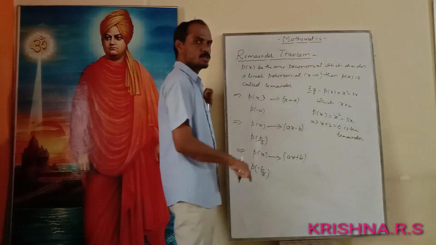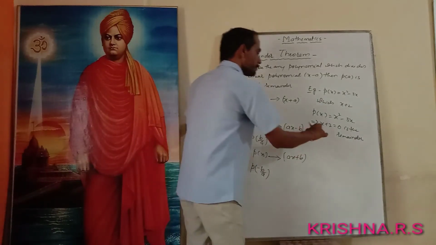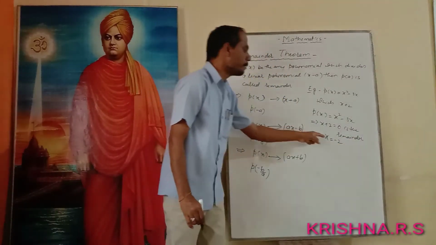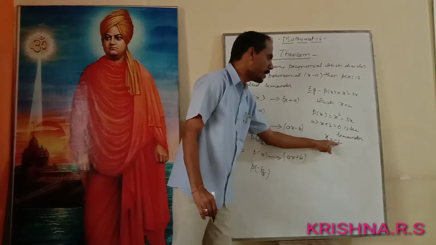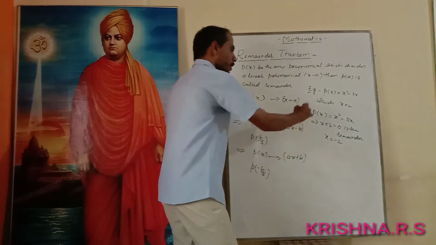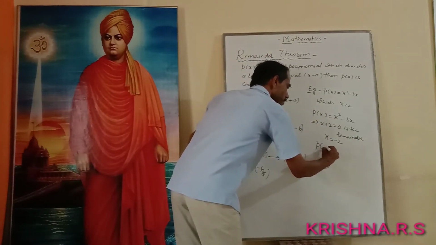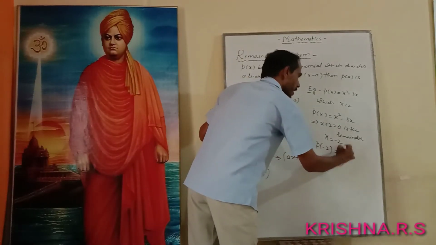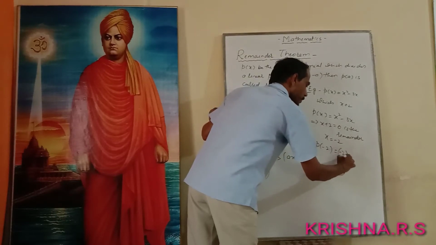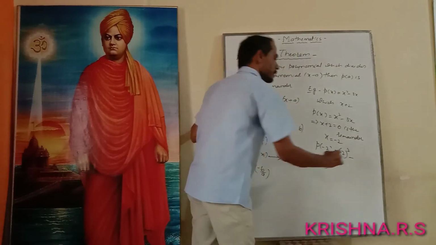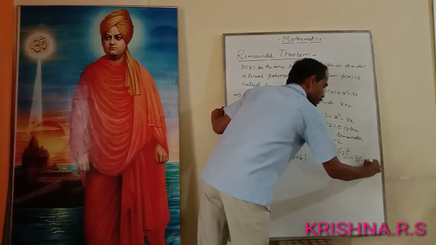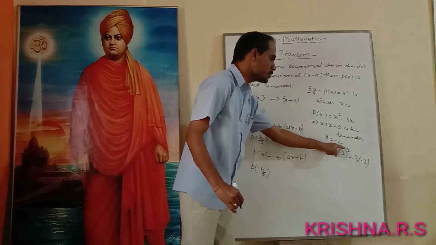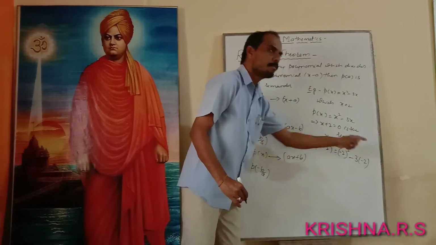This is the first step of the solution. The next step: x is equal to minus 2. Take x is equal to minus 2 and substitute in P of x, in the place of x. P of minus 2 is equal to the RHS, substituting minus 2 square minus 3 into minus 2. P of minus 2 is equal to minus 2 square minus 3 into minus 2.